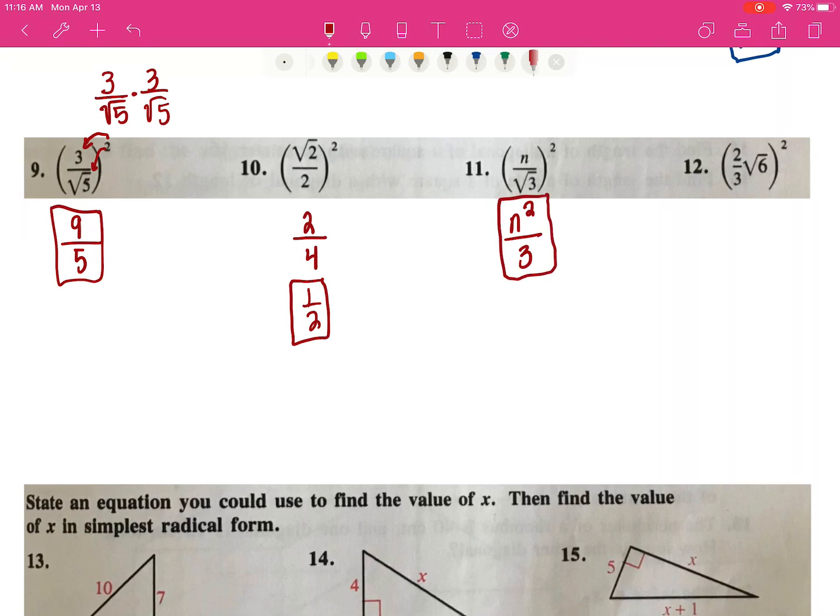And in number 12, 2/3 times 2/3, well, that's 4/9, times the square root of 6 squared, which is 6. I'm going to cross reduce. 3 goes into both of those numbers, and that gives me 8/3 as a final answer.